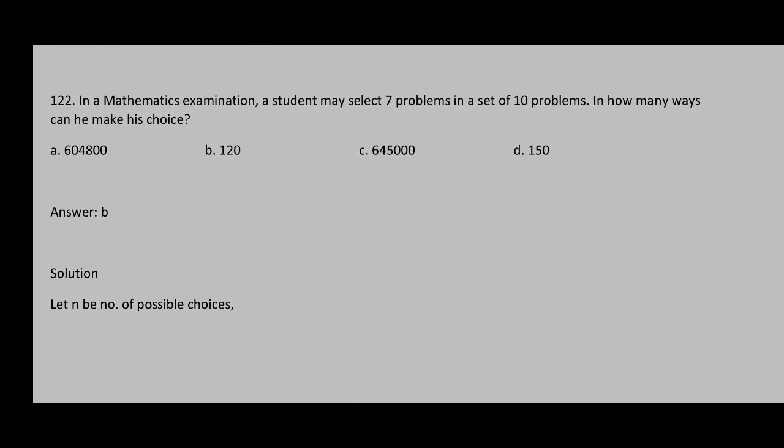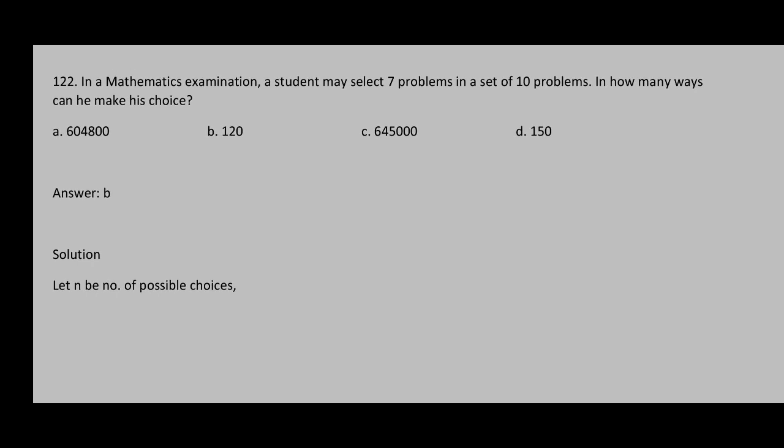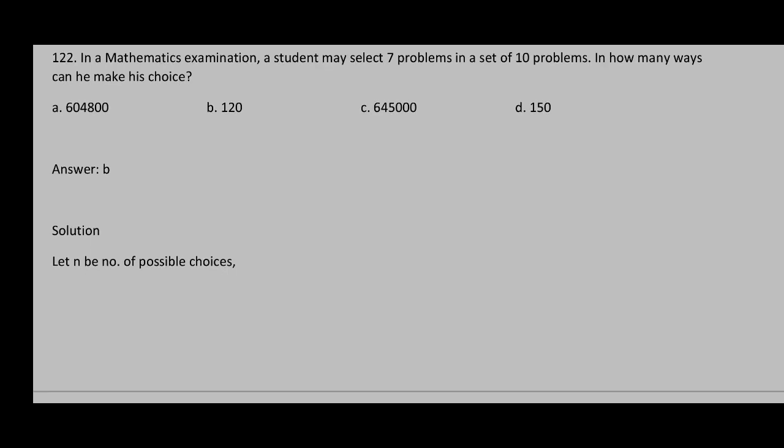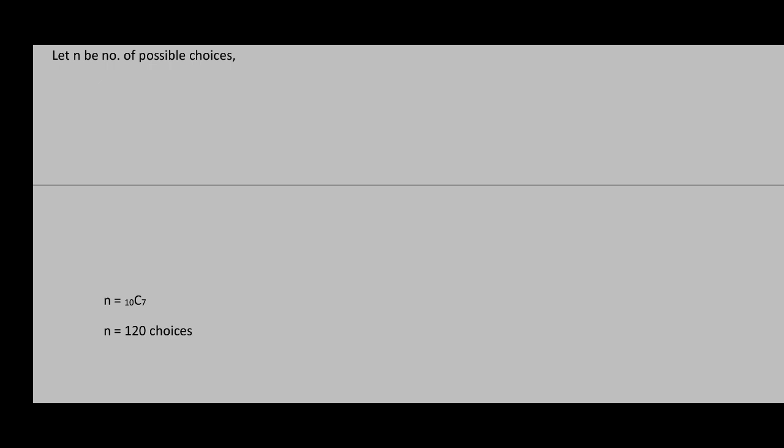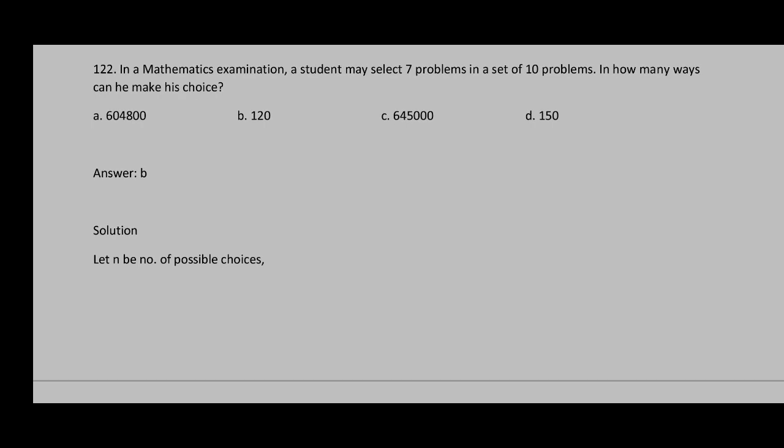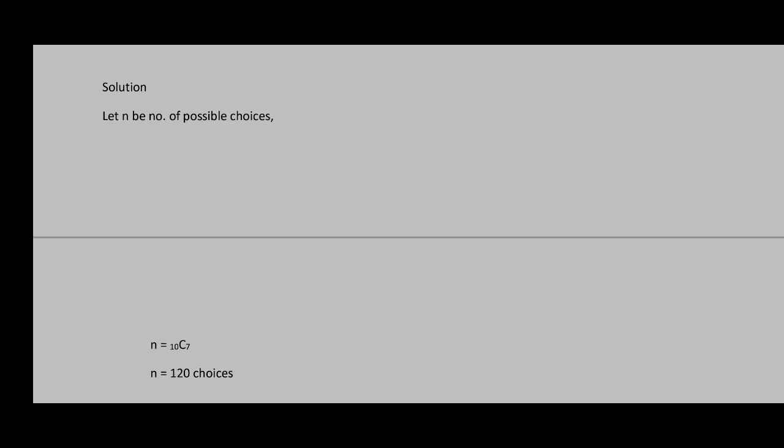Next, problem 122. In a mathematics examination, a student may select 7 problems in a set of 10 problems. In how many ways can he make his choice? Sagot daw dyan ay letter B, 120. Solution, let N be the number of possible choices. N is equals to 10C7. Okay, ulitin ko. N is equals to 10C7. So, meron kang 120 choices. So, ito ay combination, under probability. Nakita mo yung tanong na sa board exam, sagot dyan ay letter B, 120 or 10C7.